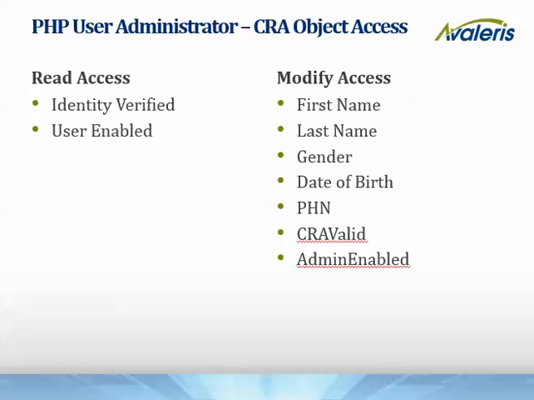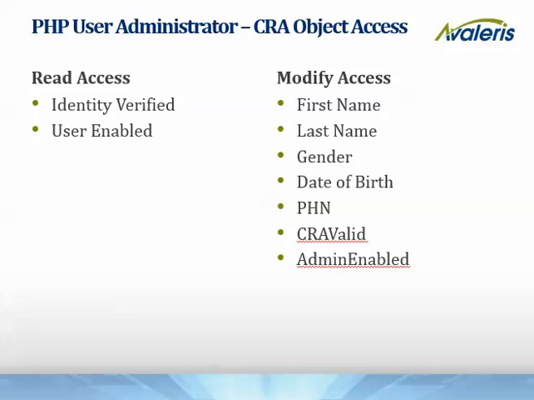And if we look at the access that a records administrator has on the CRA object, we can actually modify, again, the P5s, plus a couple of other attributes here, such as CRA valid and admin enabled. The CRA valid attribute is an attribute UAM receives from PHR or from PCR that we don't see administrators having to go in and modify.